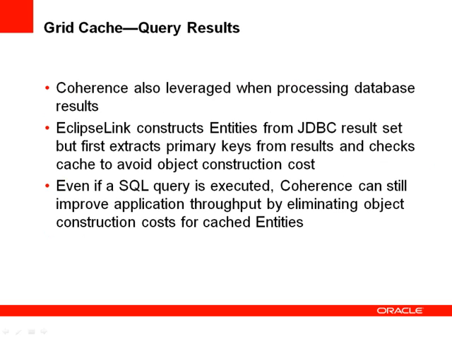Coherence can also be leveraged when processing database results. So EclipseLink will construct entities from the JDBC result set, but before building the entire object, we'll just extract the primary key and see if I already have that primary key in my cache. That way I can avoid the object construction cost of the object relational mapping. If a SQL query is executed, Coherence can still improve application throughput by eliminating the object construction costs, which can be very heavy.